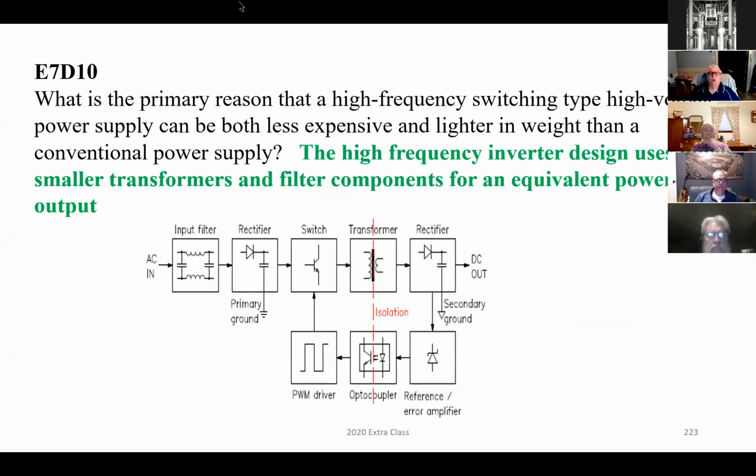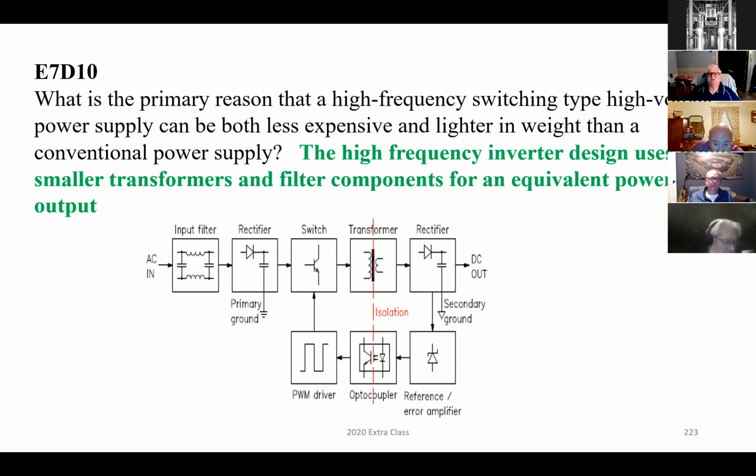All righty. What is the primary reason that a high frequency switching type high voltage power supply can be both less expensive and lighter in weight than a conventional power supply? The high frequency inverter design uses much smaller transformers and filter components for an equivalent power output. And here again is a block diagram of basically what that entails for these switching high frequency inverters that are used for these switching power supplies.